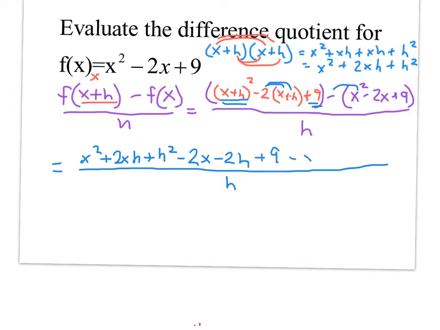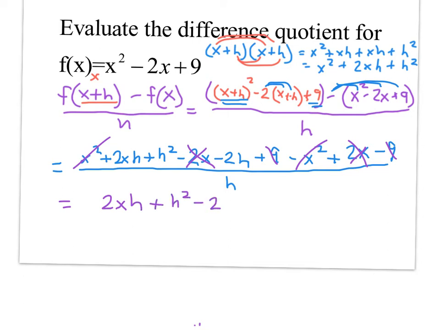minus x squared plus 2x minus 9. If I've done this correctly, you're going to find a lot of simplification. For example, x squared minus x squared, 0. We have a negative 2x and a positive 2x. We have a positive 9 and a negative 9. So I'm left with, very simply, a 2xh plus an h squared minus 2h all over h.